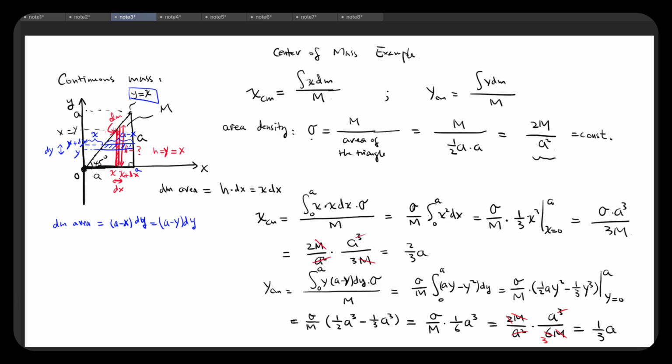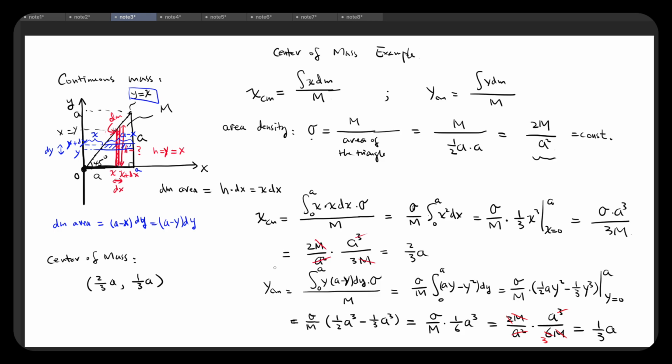So to summarize, the center mass is at position 2/3 a, 1/3 a. Okay, at least coordinate.